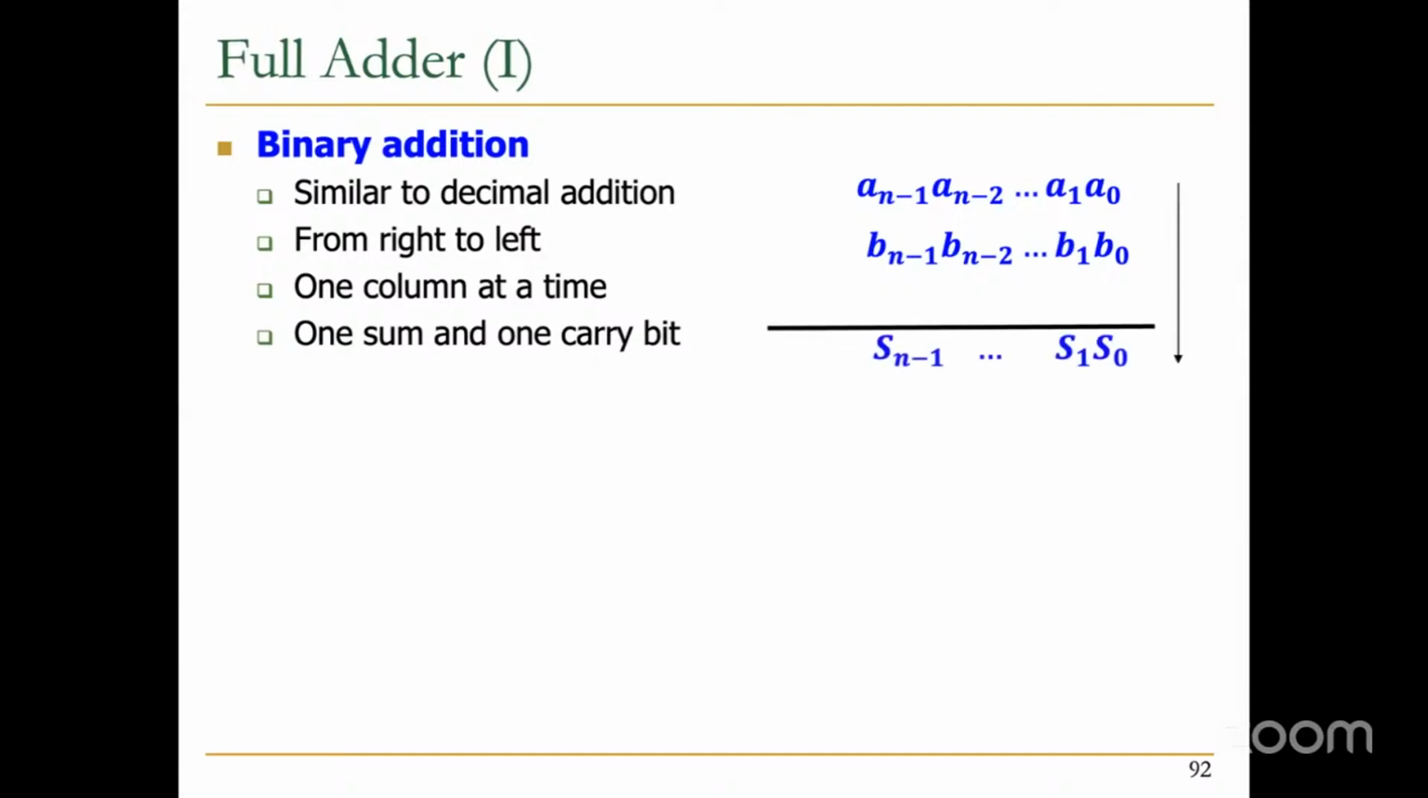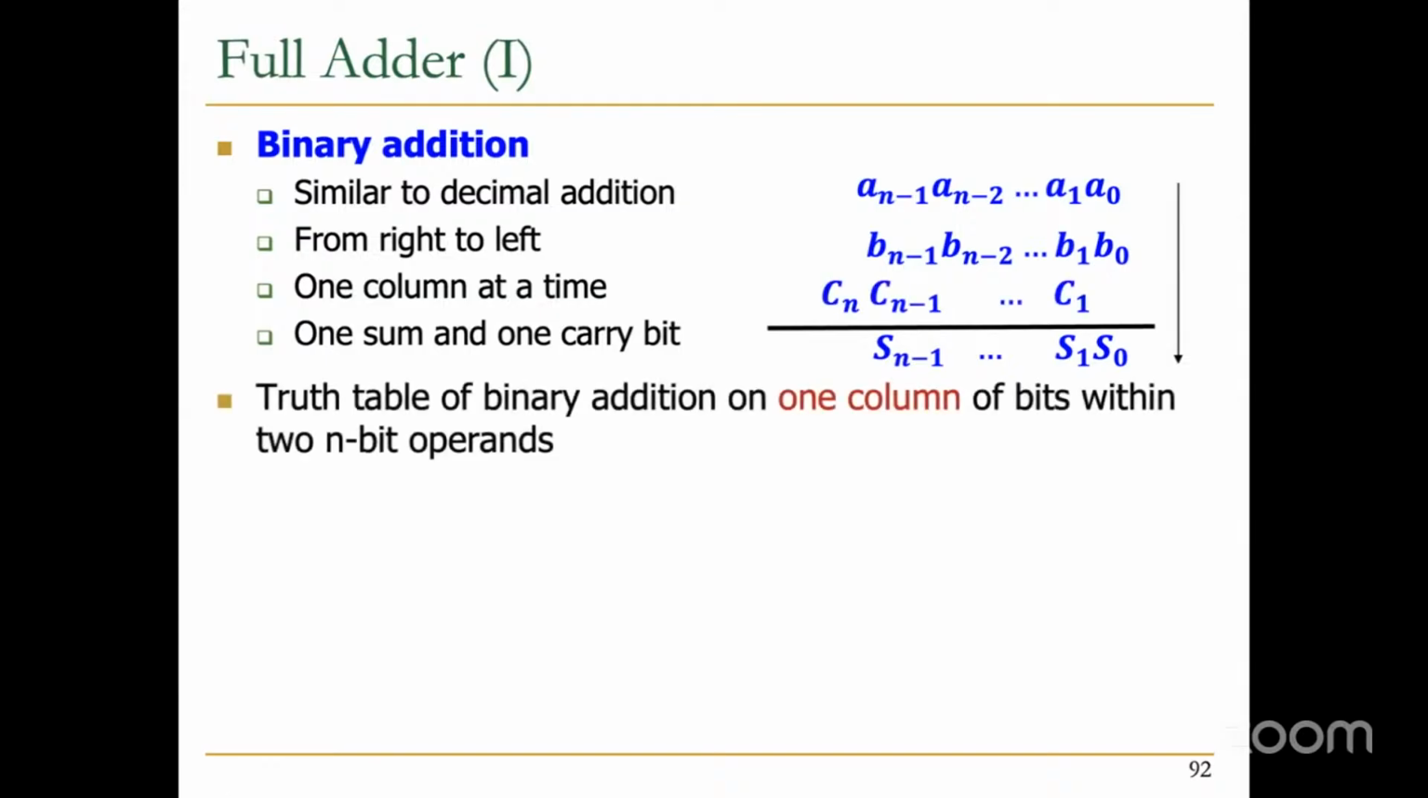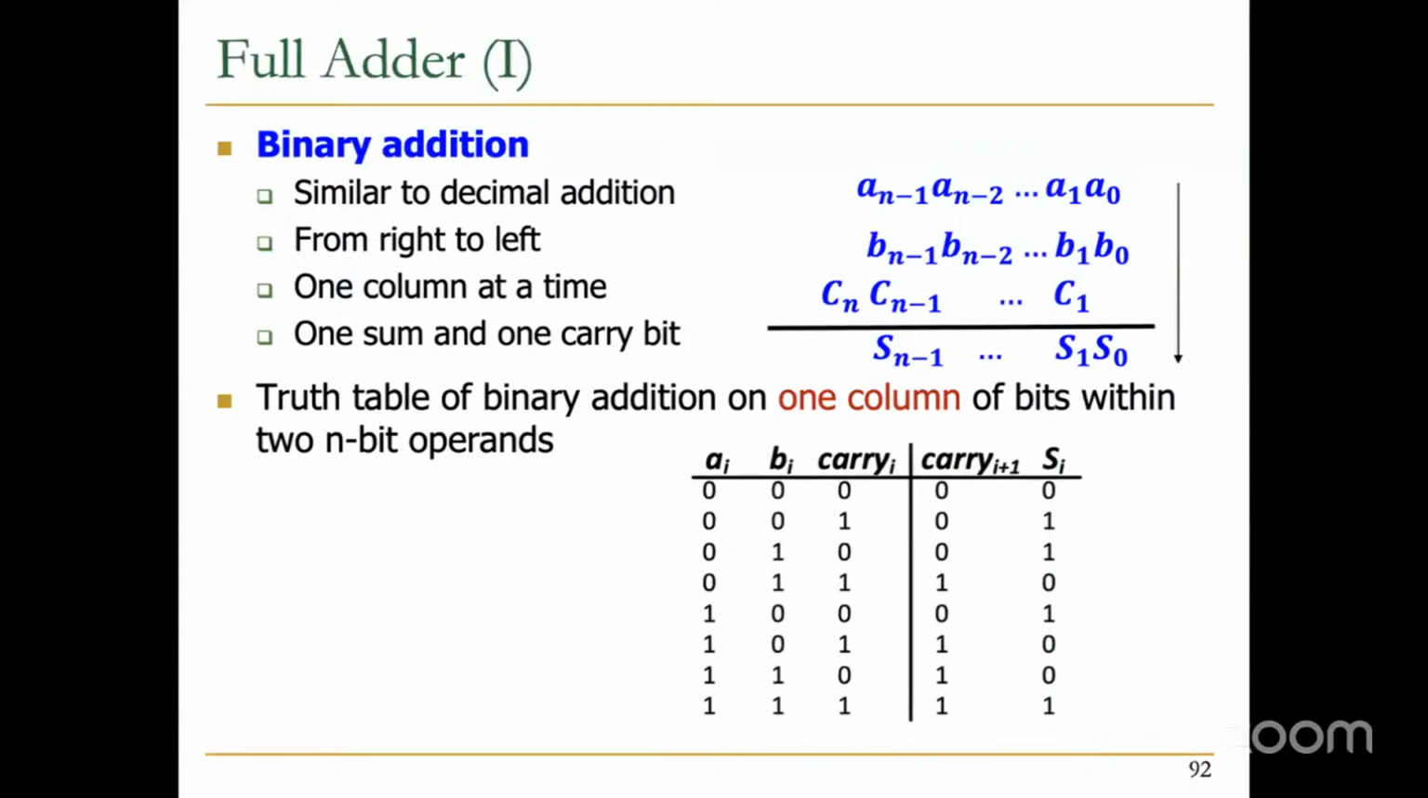Let's see. So this is sum 0, which is A0 plus B0 at the bit level, and then you generate a carry. Sum 1 is A1 plus B1 plus the carry in from the 0th level, and you generate a carry out to the next level. Okay, so that's what the carries are. So the truth table of binary addition on 1 column of bits within 2 m-bit operands looks like this. Basically, you look at bit by bit: Ai, Bi, carry i, and then you generate the carry i plus 1, and then sum i. Okay? And you can convince yourself this is the addition.